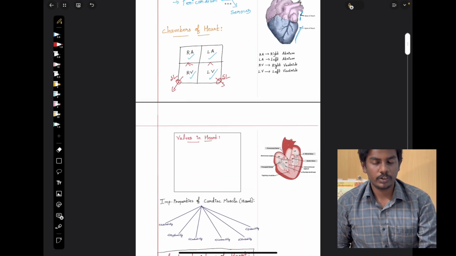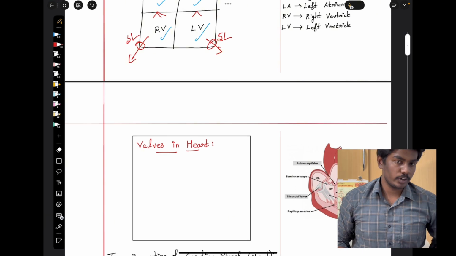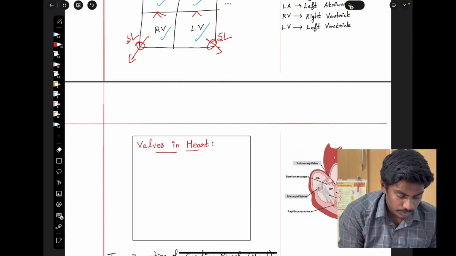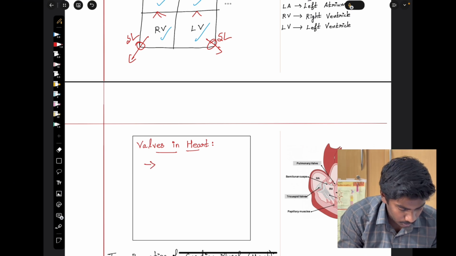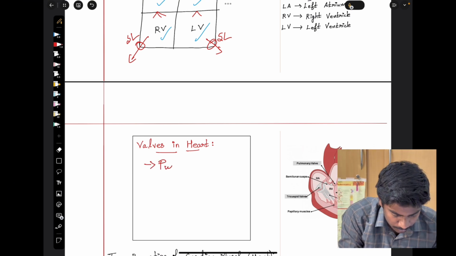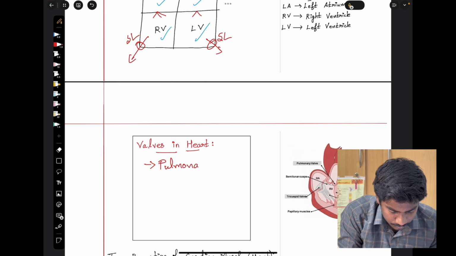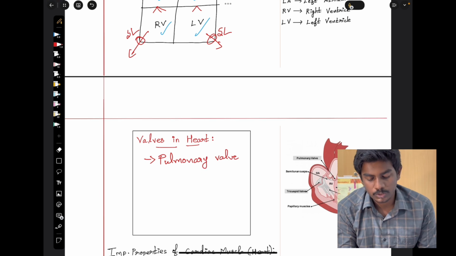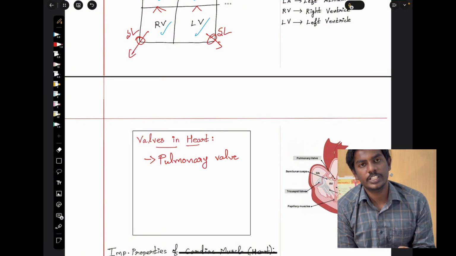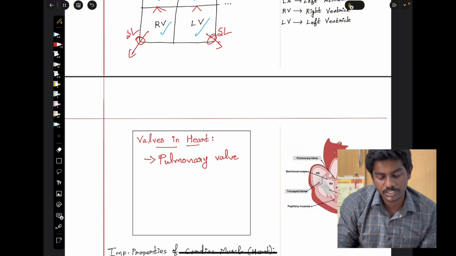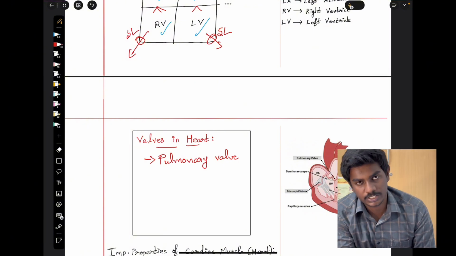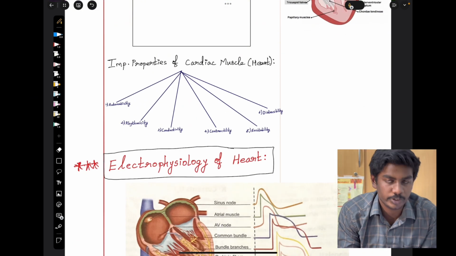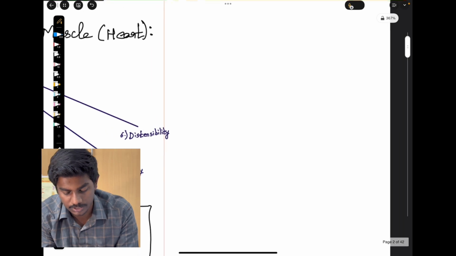So now we have seen the basic anatomy of the heart. Now we are going to see the valves present in the heart. The first valve is the pulmonary valve. To understand the pulmonary valve, we need to see the double circulation of the heart. Double circulation comprises both systemic circulation and pulmonary circulation. Now I am going to teach about double circulation of the heart.